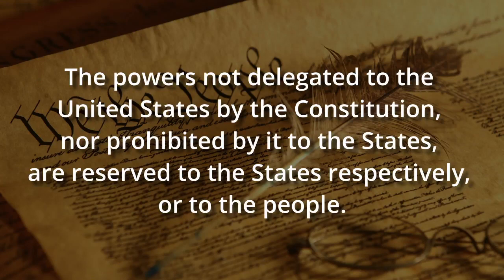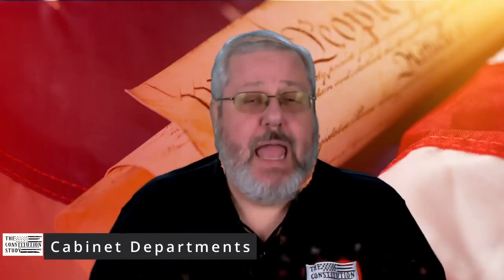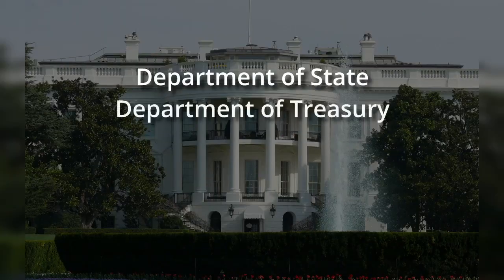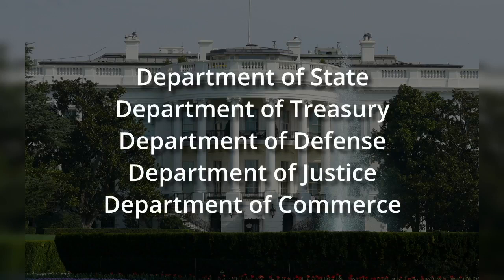So if we're going to look at the constitutionality of the different cabinet departments, we need to look at the 10th Amendment. The powers not delegated to the United States by the Constitution, nor prohibited by it to the states, are reserved to the states respectively or to the people. Now, currently, there are 15 different cabinet-level departments. There are 5 departments that we can easily identify the power delegated to the United States that they exercise: Department of State, of Treasury, Defense, Justice, and Commerce. That's not to say all these departments do is constitutional, but their core purpose is.